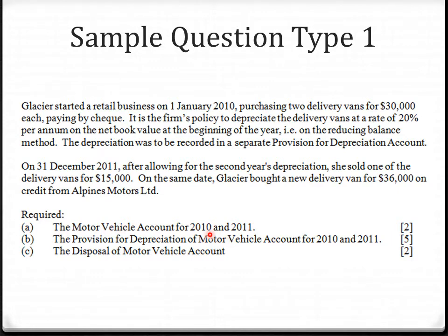Now you are going to sell. Remember, you're going to sell one of it. So take out the one, whole entire full cost of it is 30K. Okay, put it inside the disposal account later. We will show you. And then you also bought on the same day another vehicle that cost 36K from Alpine's Motor Limited, which you bought on credit. You have not paid. That's why you wrote Alpine's Motors Limited here.